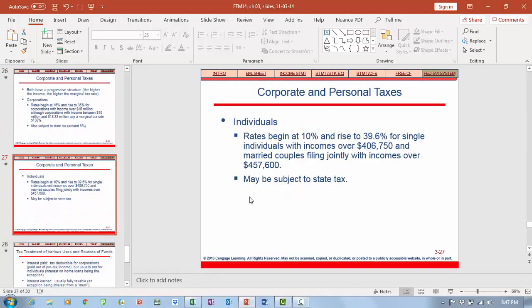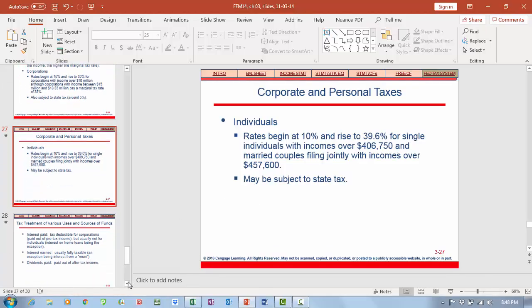Individual rates begin at 10% and rise to 39.6% for single individuals with income over 406,750, and married couples filing jointly with incomes over 457,600. They may be subject to state tax. Some states don't have personal income tax. For example, I know for sure Florida does not have a personal income tax, and Texas also does not have personal income tax. These two states, I'm sure that they do not have personal income tax.